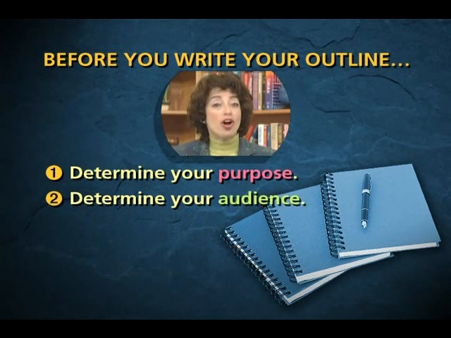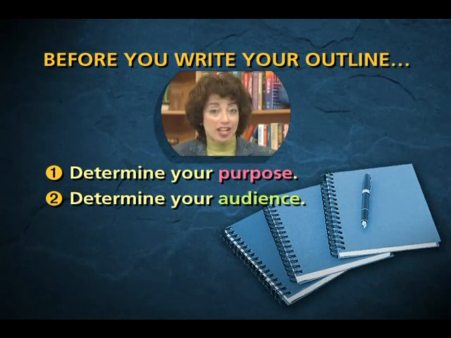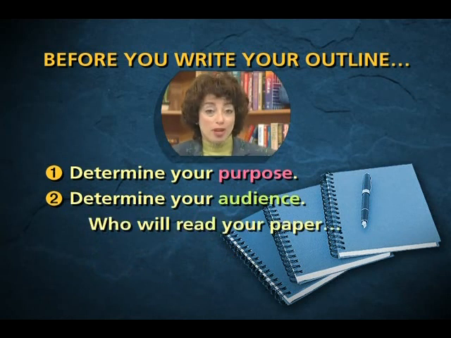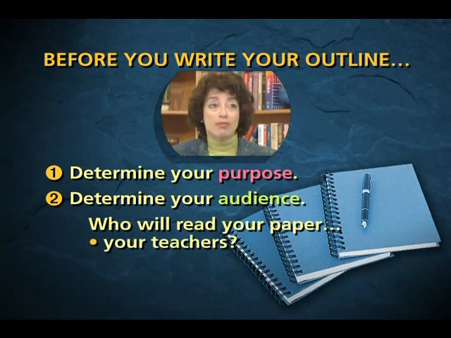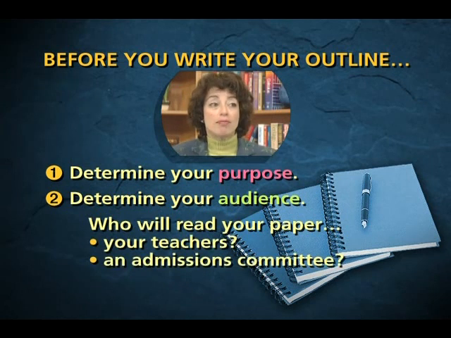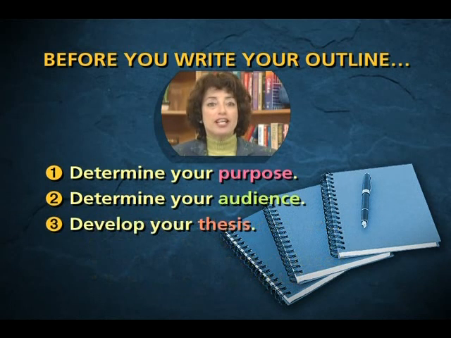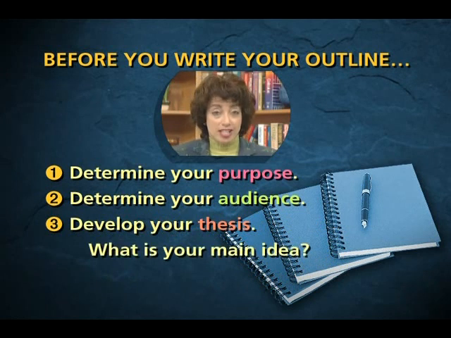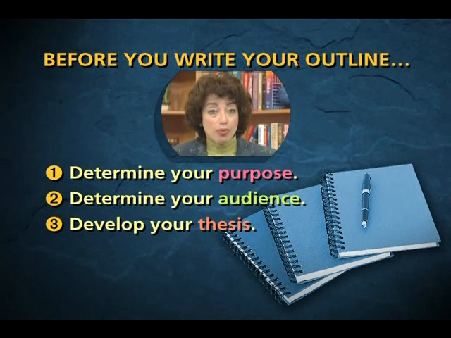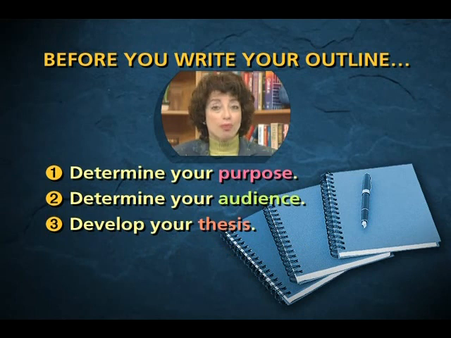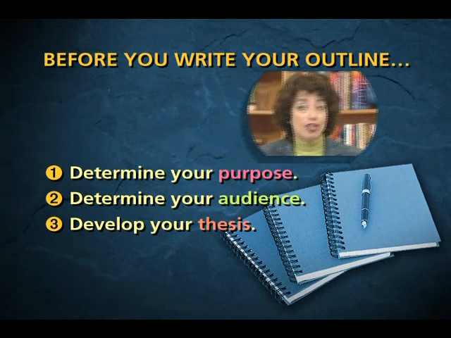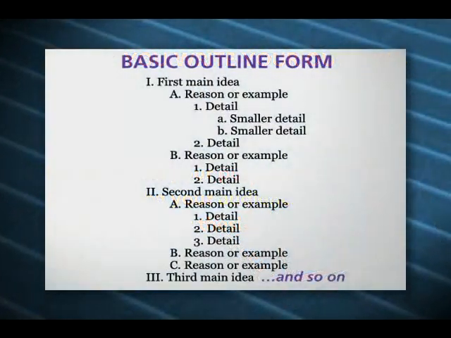Second, determine the audience for your outline. The audience are the people who will read your paper. It might be your teachers, it might be an admissions committee, it might be your fellow students. It might be all of those people. Third, develop the thesis of your paper. Remember, the thesis is the main idea. So to recap briefly, before you plan and do your outline, you can determine your purpose, your audience, and your thesis.